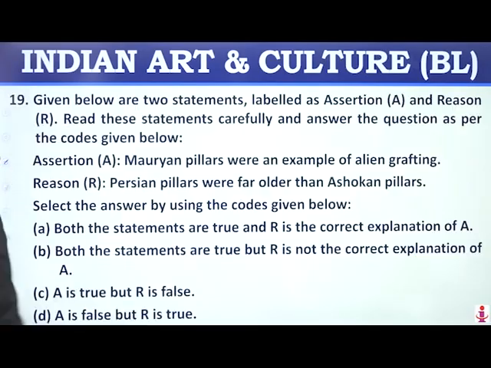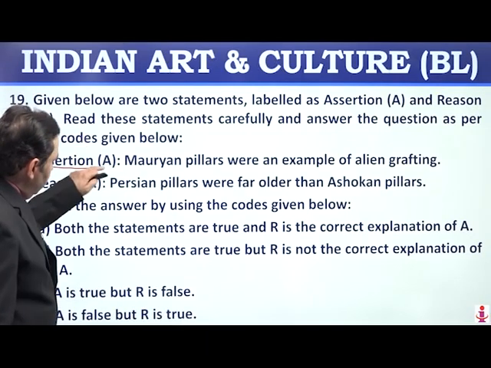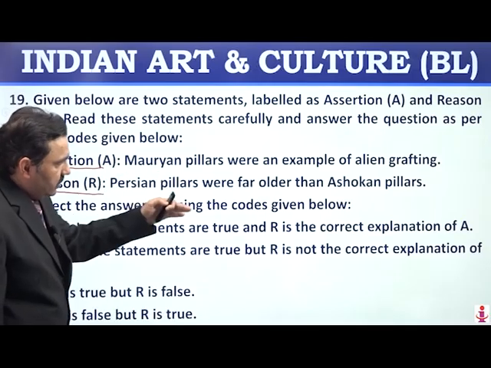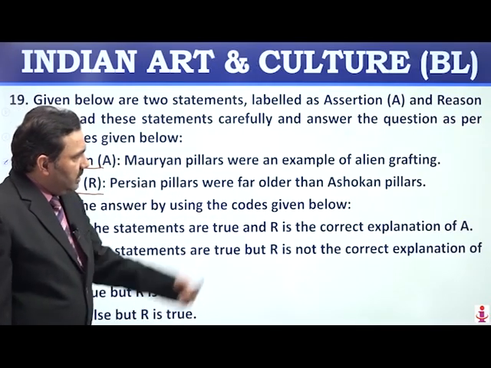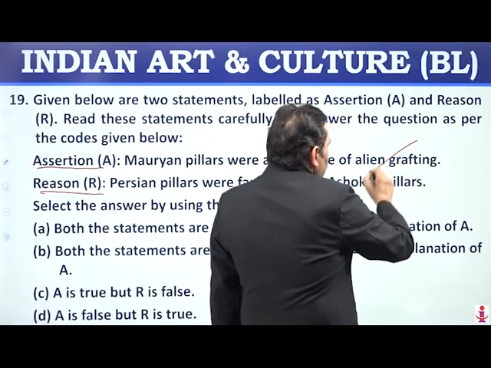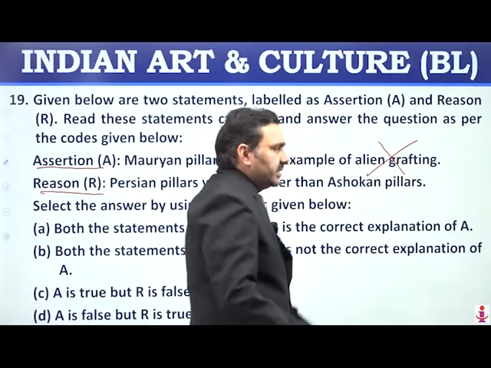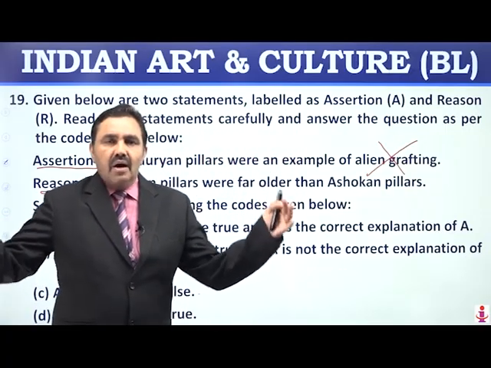That is D. Question 19. There are two statements, assertion A and reason R. You have to see whether they are correct or whether there is a relationship of cause and effect between them. Mauryan pillars were an example of alien grafting. No, this is wrong. Mauryan pillars were indigenous. Alien grafting means a tradition of art adopted from the outside world.